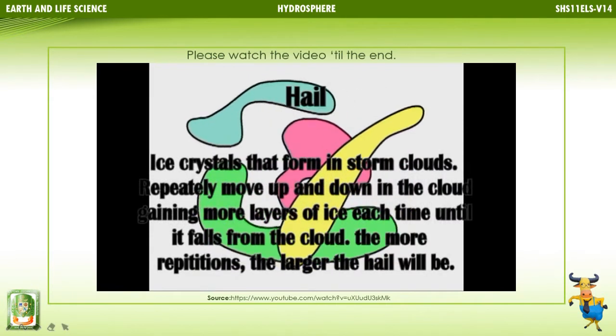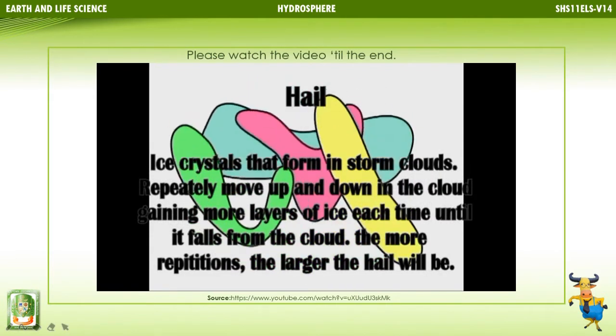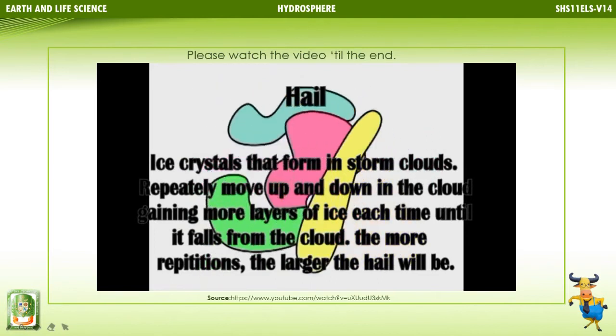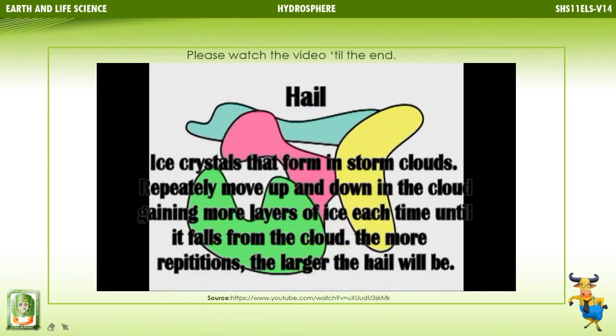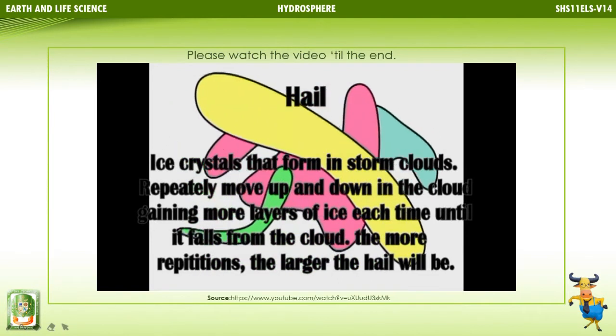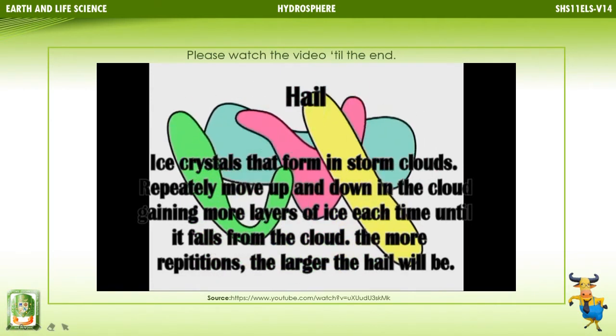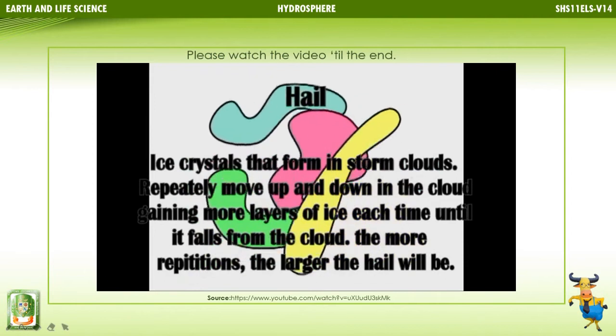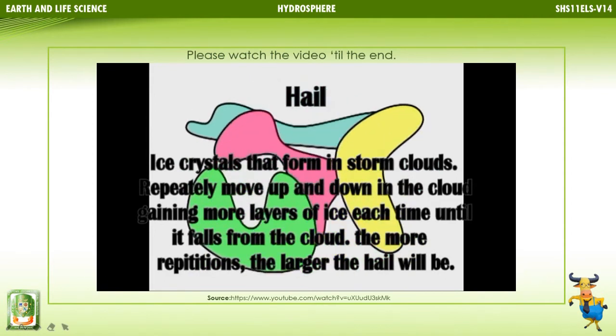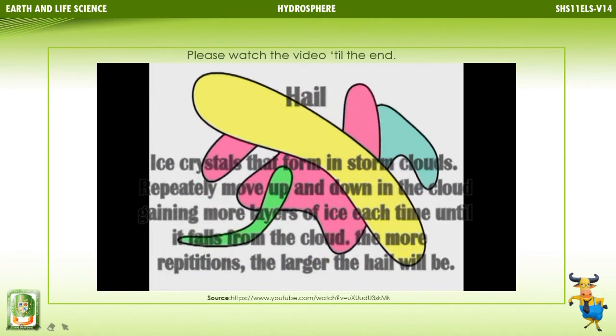And hail is ice in the cloud that fell lower in the cloud, but then was pushed up again by an updraft and gained more water and refroze. The more times it repeats the process of going down, gaining water, and going back up and refreezing, will determine the size of the hail. The more repetitions, the larger the hail.